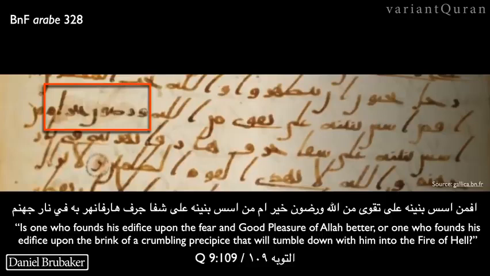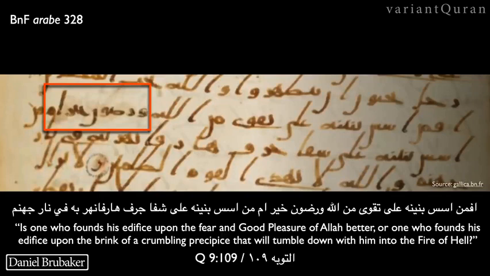BNF Arab 328. This is a manuscript written in the Hijazi style, one of the earliest script styles that we find Qurans written in, and this manuscript lives at the Bibliothèque Nationale de France in Paris. I have reviewed it personally on at least 2 occasions, and have noted the correction at this particular spot.